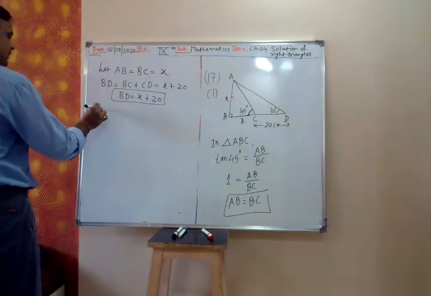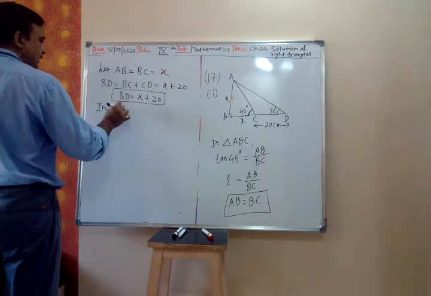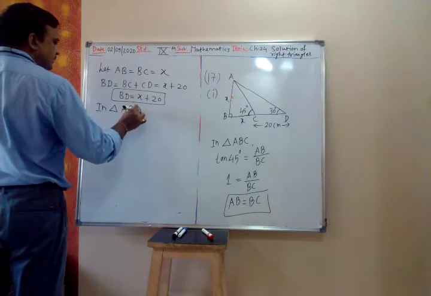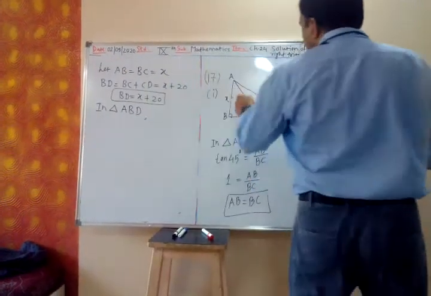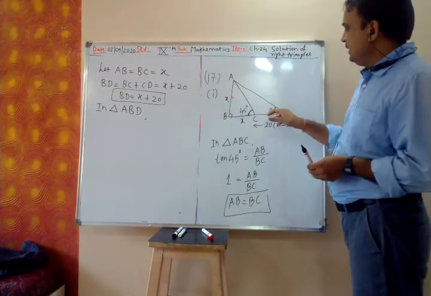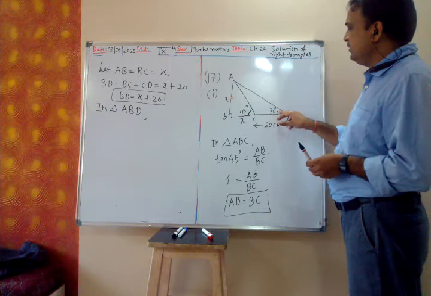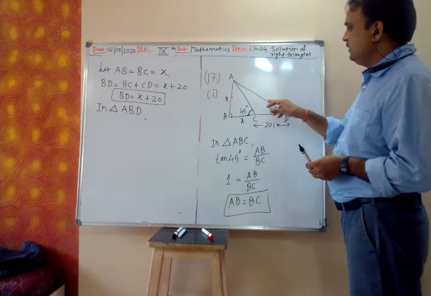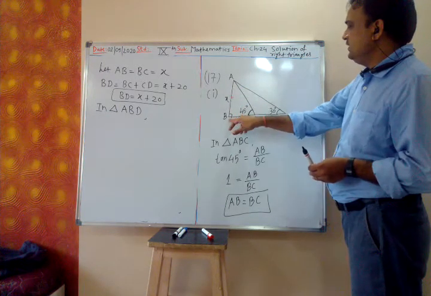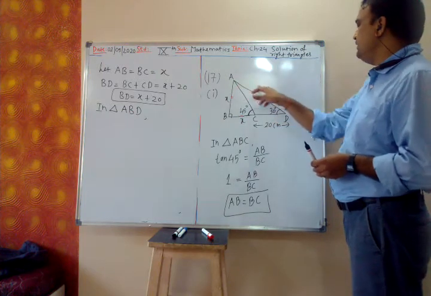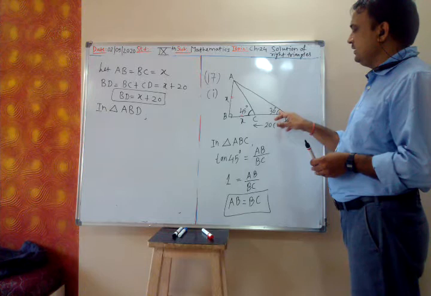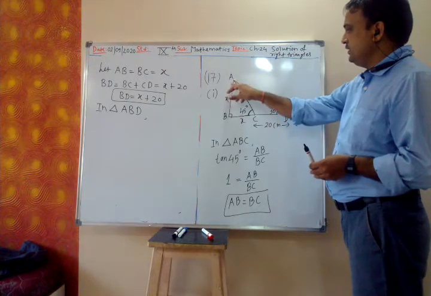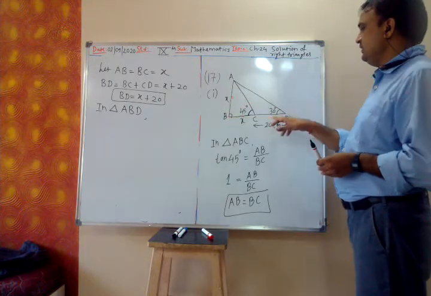Now in triangle ABD, this is my reference angle, 30 degree. So this is the opposite side and this is the adjacent side. Hypotenuse AD is not given. So for the bigger triangle, 30 degree reference angle, opposite is X and adjacent is X plus 20.